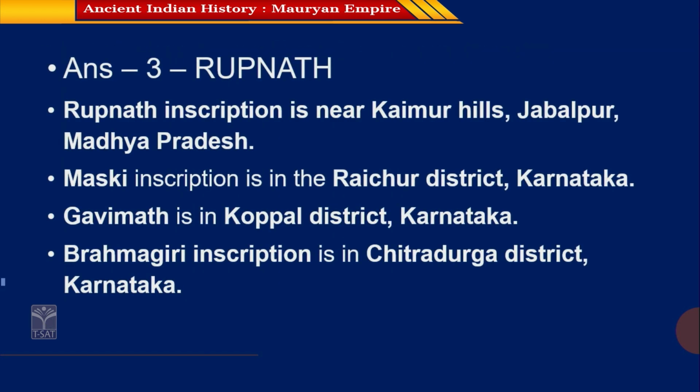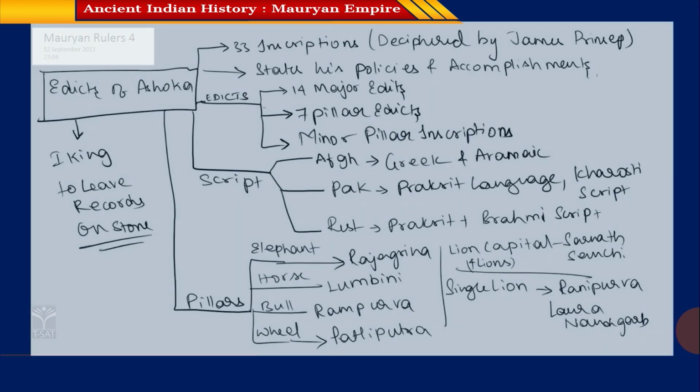Options include Brahmagiri, and others everybody knows, very popular, in Karnataka. The answer is the one in the Hills, Jabalpur, Madhya Pradesh. One inscription is in Raichur district of Karnataka. Another is in Koppal district. Brahmagiri inscription is also in Chitradurga of Karnataka. So the others are from Karnataka, whereas that one is from Madhya Pradesh, another minor inscription.